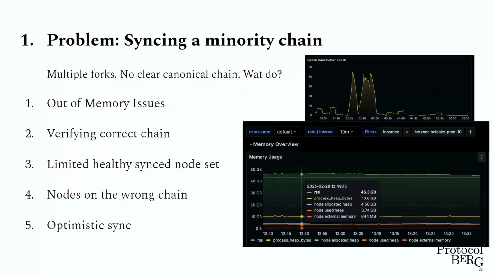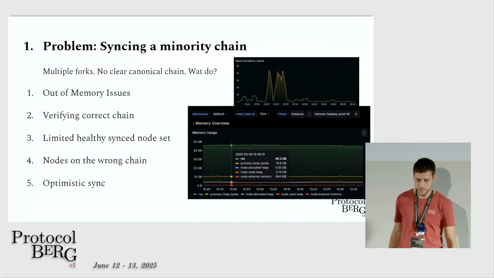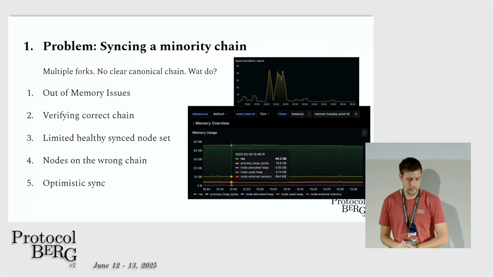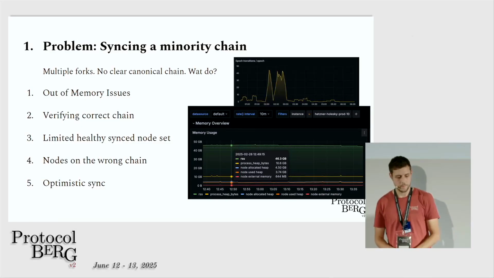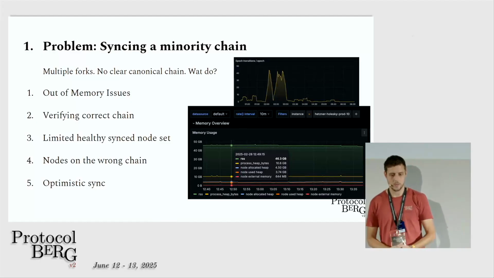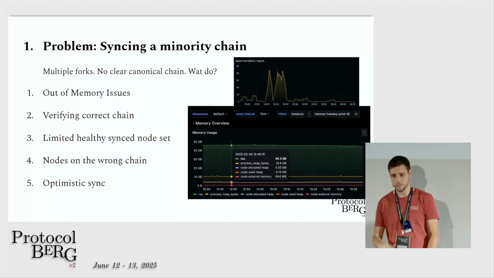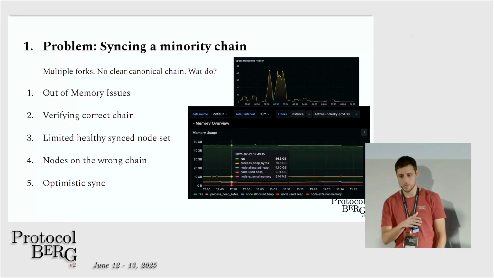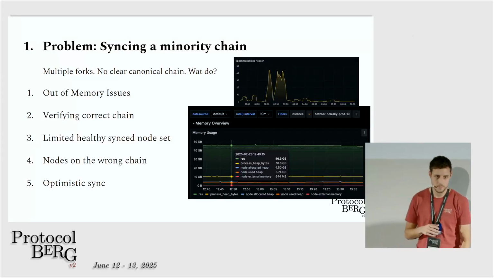So let's look into the problems that we encountered on Holesky, and later we will show that each client had different issues. But this is mostly from our point of view first. There were a lot of memory issues, because non-finality adds a lot of stress to the client. It needs to follow multiple forks. You cannot prune old states. You need to keep the fork choice blocks.